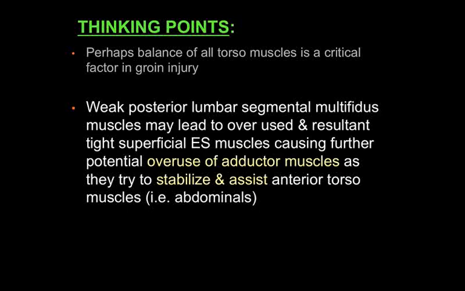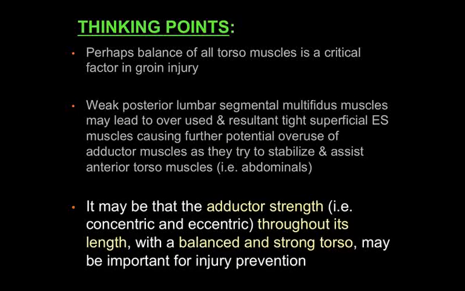Weak posterior lumbar segmental muscles may lead to overuse and resultant tightness of superficial erector spinae muscles, causing further potential overload to the adductor muscles as they try to stabilize and assist anterior torso muscles, i.e. the abdominals. This can also be taken in reverse, with the abdominals not being used correctly and the erector spinae becoming overloaded with the adductor. It may be that adductor strength, i.e. concentric and eccentric, throughout its length with a balanced and strong torso may be important for injury prevention.